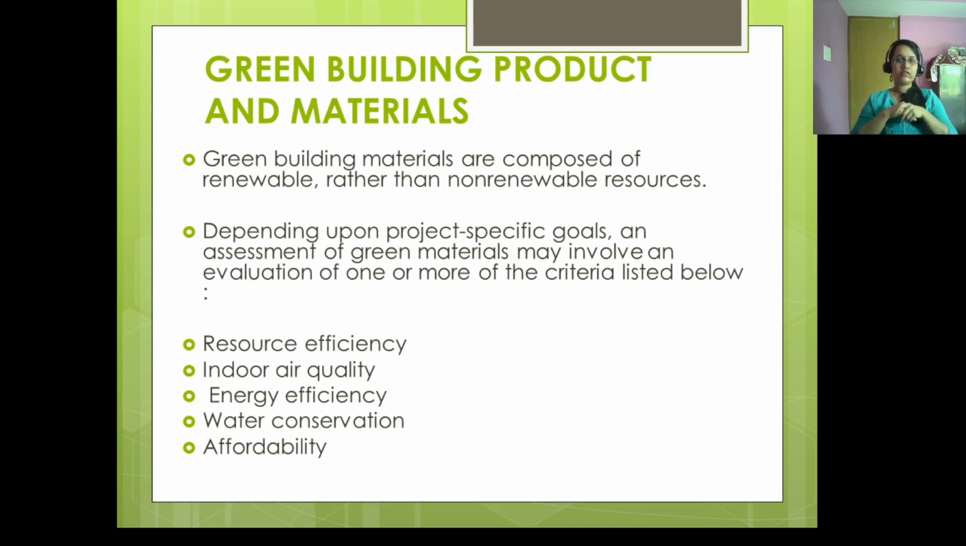Coming to the next slide, on green building products and materials. Green building materials are composed of renewable rather than non-renewable resources. Depending upon the project specific goals, an assessment of green materials may involve an evaluation of one or more of the criteria listed, such as resource efficiency, indoor air quality, energy efficiency, water conservation and affordability.